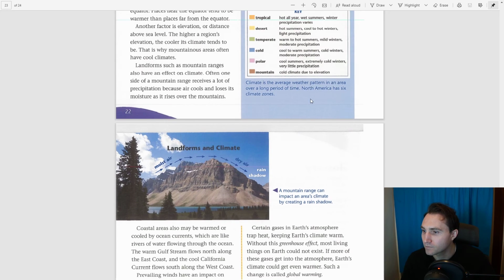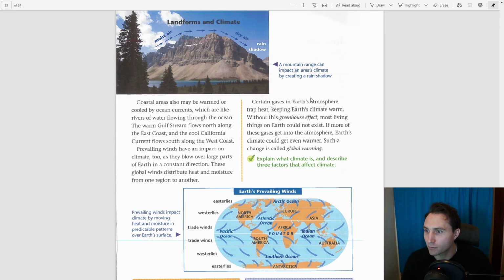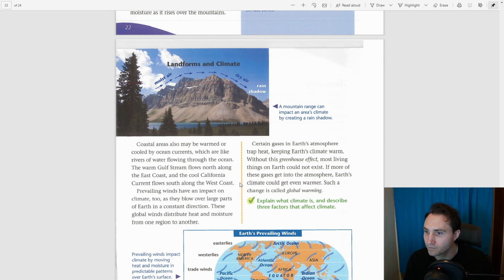that you moved from. Okay, and this is our last page, guys. We are almost done. Coastal areas also may be warmed or cooled by ocean currents, which are like rivers of water flowing through the ocean. The warm Gulf Stream flows north along the east coast, and the cool California current flows south along the west coast. Prevailing winds have an impact on climate too, as they blow over large parts of the earth in a constant direction. These global winds distribute heat and moisture from one region to another.